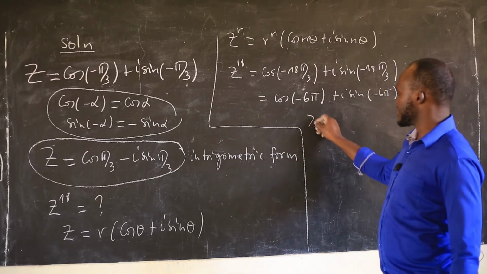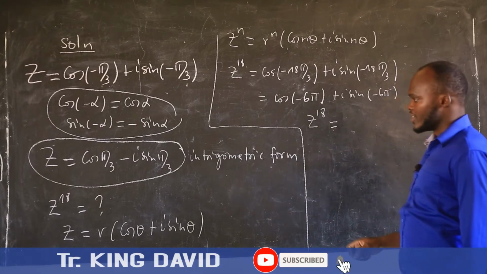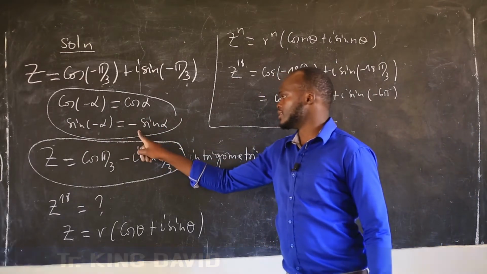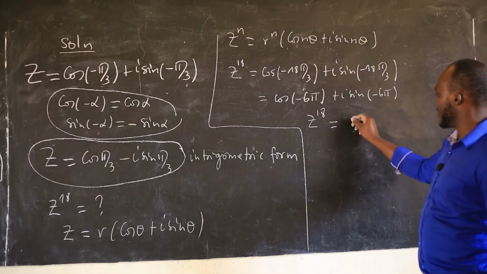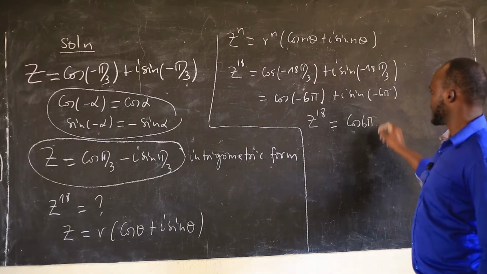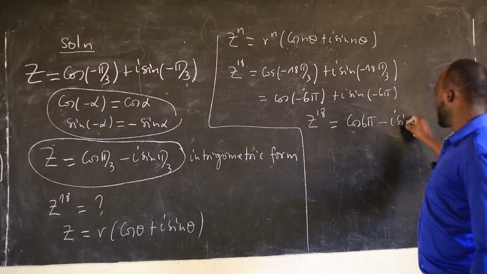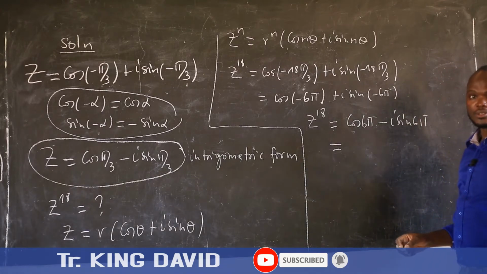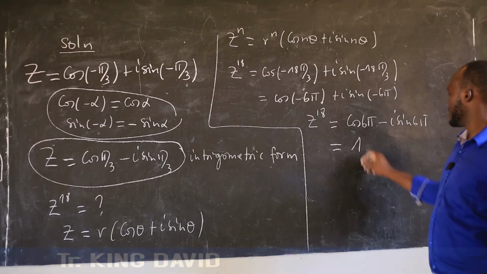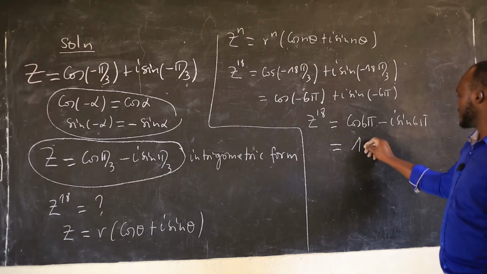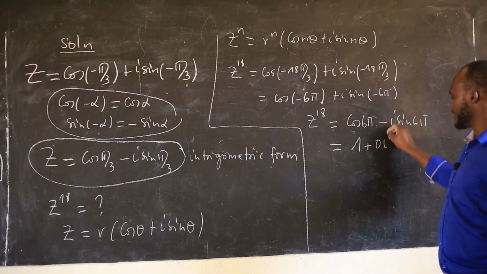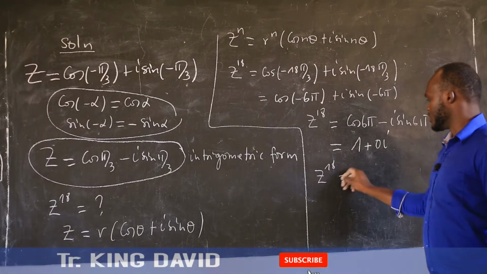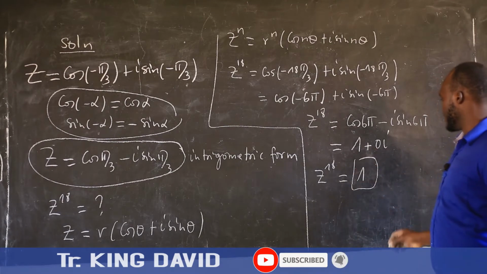Which is the same as: cos of a negative angle is cos of that angle, sine of a negative angle is negative sine of the angle. This is cos of 6 pi minus i sine 6 pi. Remember, cos 6 pi is the same as cos 2 pi, which is 1. Then sine 6 pi is 0, that's like plus 0i. So our Z power 18 equals 1 in algebraic form.